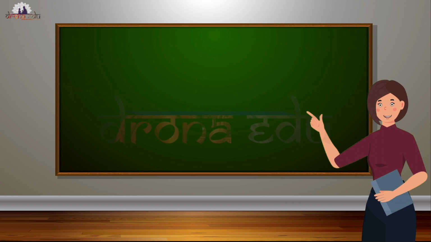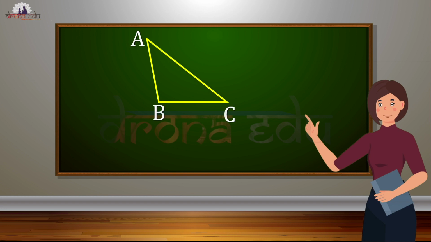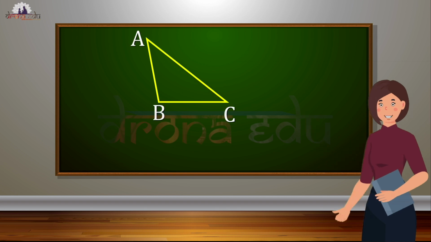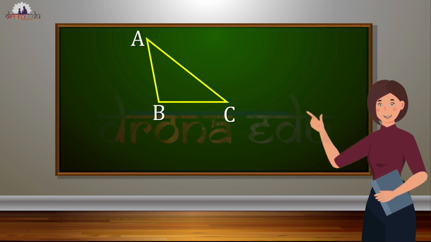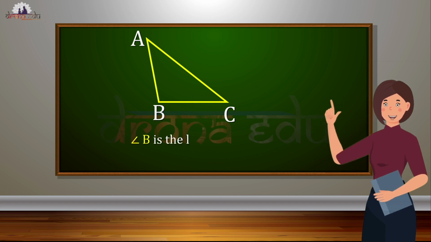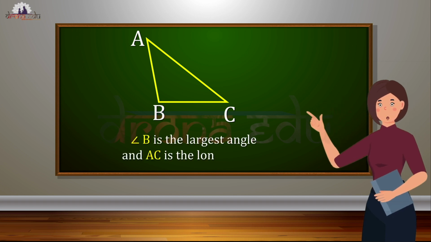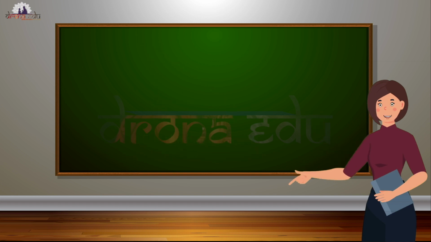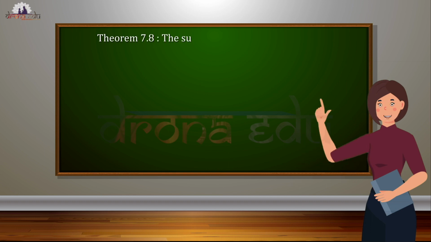Now let us observe the side opposite to the larger angle here in this triangle ABC. If you observe, the side which is opposite to the larger angle is the longest, right? See, your angle B is the largest angle. So the side opposite to that is AC, where AC is the longest. So that's what the theorem states. Okay, and then we have one more theorem, which is theorem 7.8.